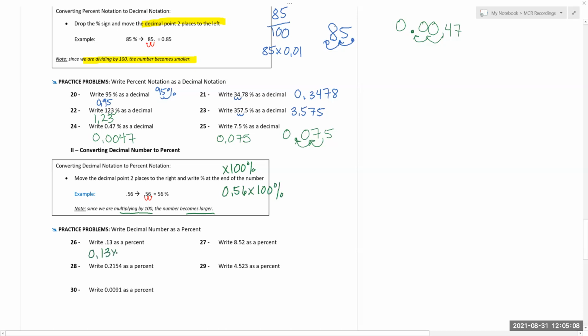But if we want to write it out, $8.52 would be multiplied by 100%. All right, moving it or multiplying it 1, 2 would be 852%. 1, 2 would be 4, 5, 2.3%. 1, 2 would be 21.54%. And 1, 2 would be 0.91%. So take a look at all of those, make sure you're doing well.